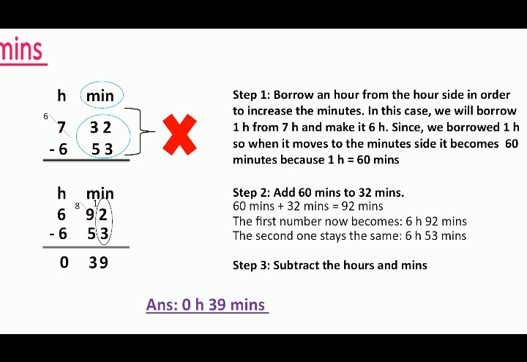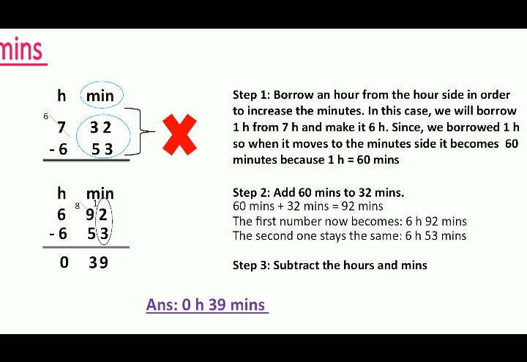We will borrow an hour from the hour side in order to increase the minutes. In this case, we will borrow 1 hour from 7 hours and make it 6 hours. Since we borrowed 1 hour, when it moves to the minute side, it becomes 60 minutes because you already know 1 hour is equal to 60 minutes. I will tell you how we do this.